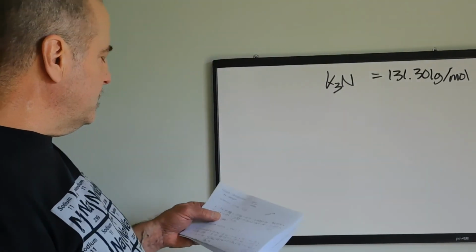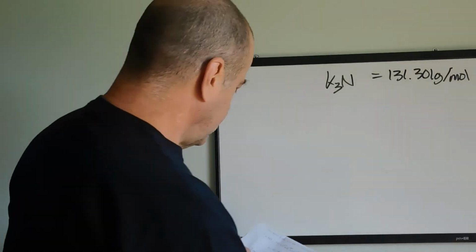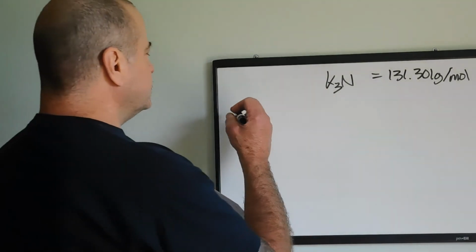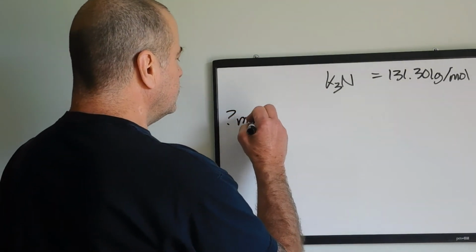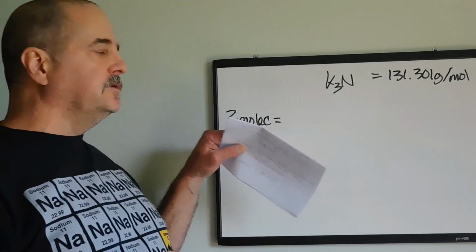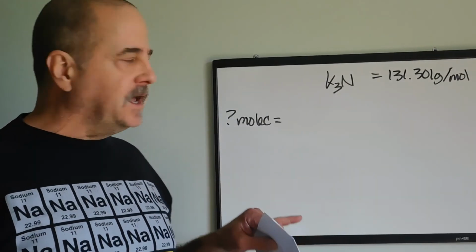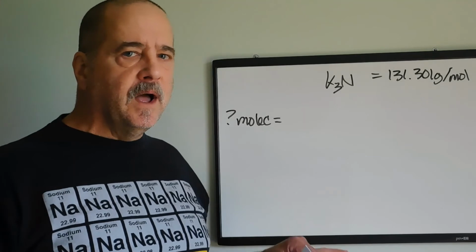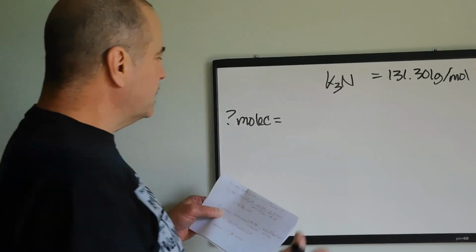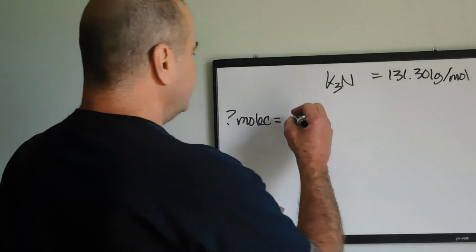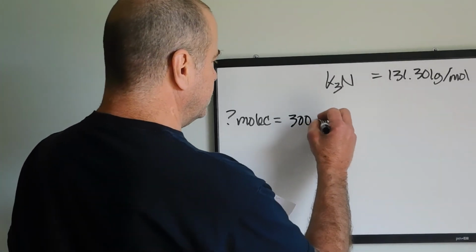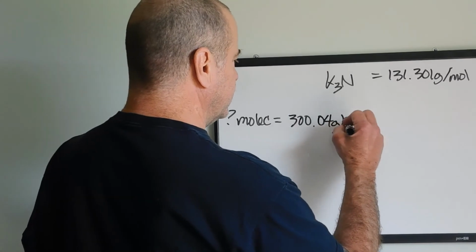If you say how many grams are there of K3N, let's do molecules this time. How many molecules? And when you're doing your abbreviation, make sure that you abbreviate MOLEC or something like that. Because if you abbreviate it MOL or MOLE, you're going to be confusing it for moles later on. Okay, so how many molecules are there in 300.04 grams of K3N?